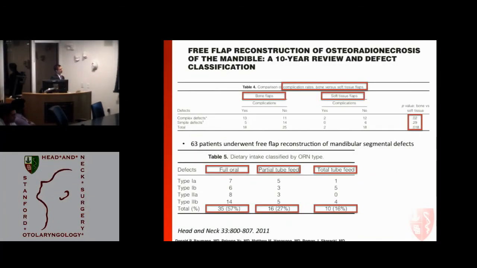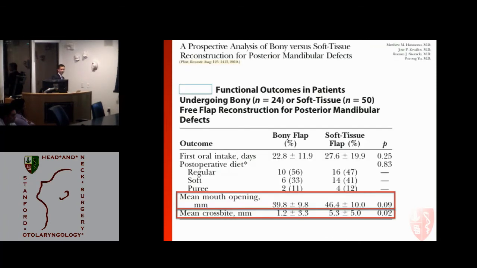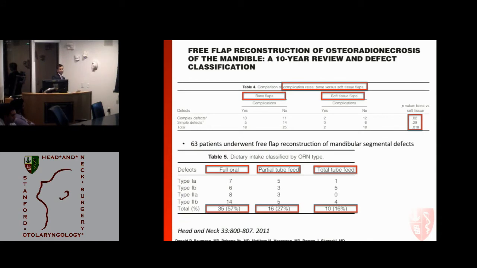So, I mean, these guys are heavily experienced with this. It's remarkable that we've seen 15 cases of ORN since I've been here in July, when they saw 63 over 10 years. We're doing something wrong.